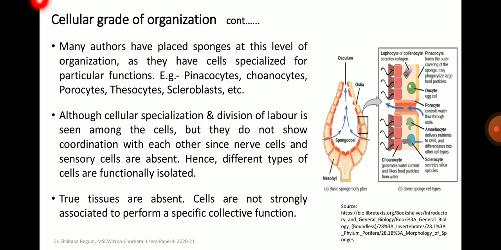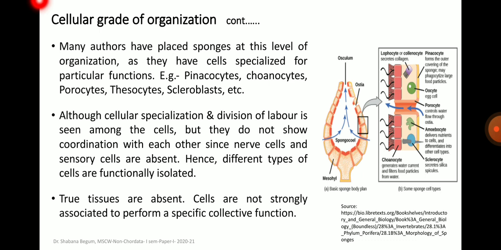Then there are cells called amoebocytes. These deliver nutrients to cells and differentiate into other cell types. Cells called porocytes control water flow through ostia. There are cells called thesocytes. These are a type of amoebocytes which store food. Cells called scleroblasts secrete siliceous or calcareous spicules which form the skeletal elements of the sponge body. Oocytes, as you know, are the egg cells. Collencytes secrete collagen, etc.